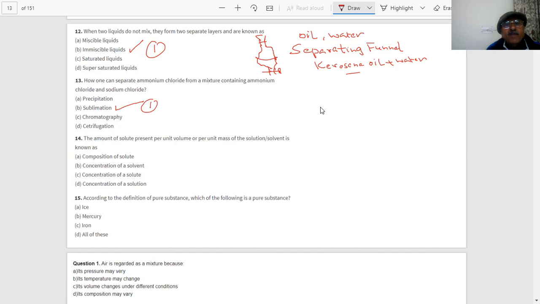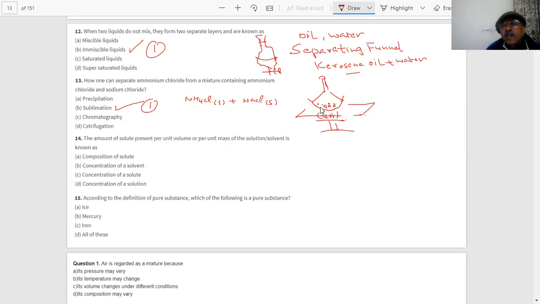Which one will sublime, student, out of the two, ammonium chloride and NaCl solid? So when you heat it, student, what happens? This is a mixture. You have a funnel on the top of this, student. What happens then? You heat it by burner, student. Then what happens?